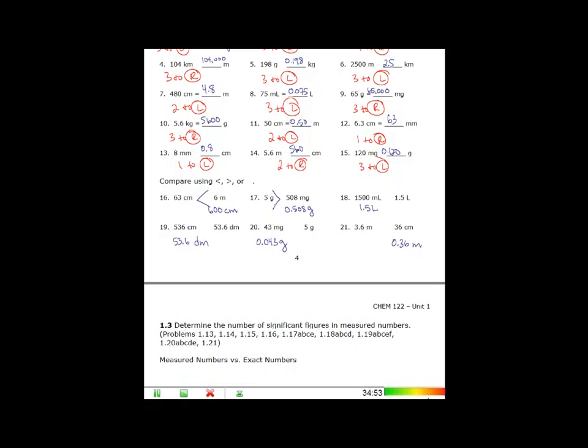18, 1.5 liters is equal to 1.5 liters. Number 19, 53.6 decimeters is equal to 53.6 decimeters. Number 20, 0.043 grams compared to 5 grams. 5 grams is definitely larger. And number 21, 3.6 meters compared to 0.36 meters. 3.6 meters is definitely larger.